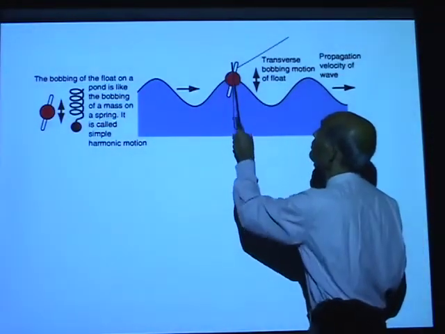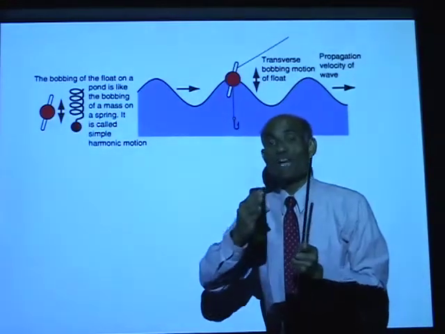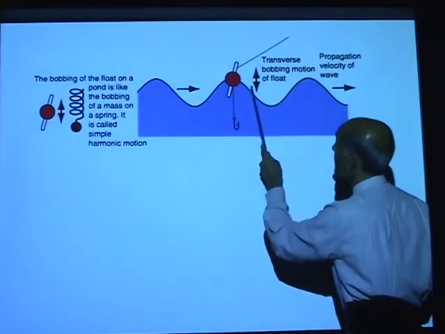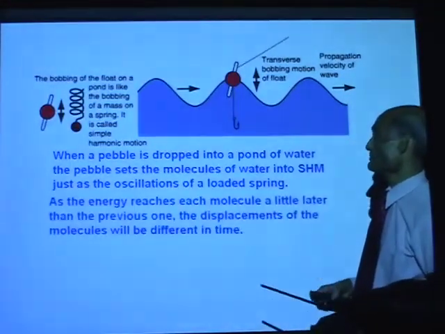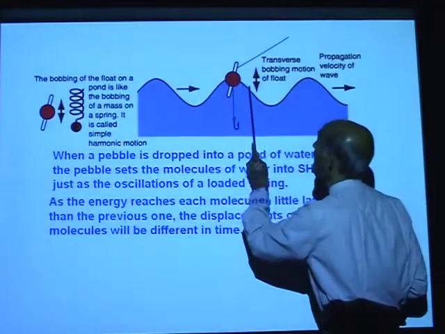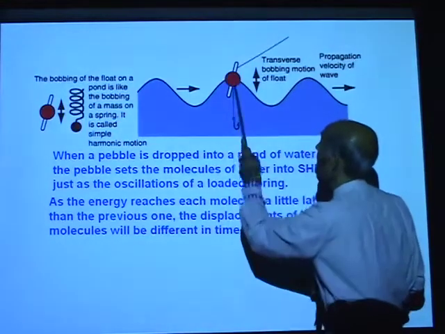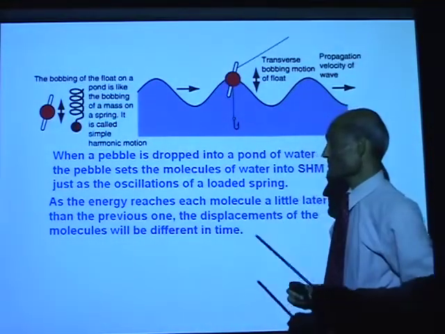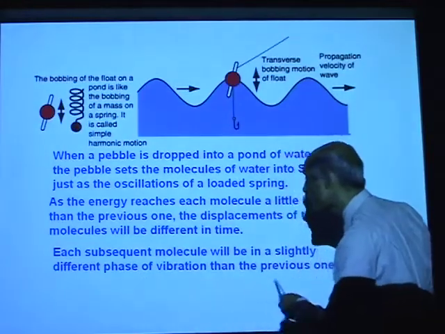What happens is the particles of water simply vibrate up and down, and the energy of vibration is handed over from particle to particle. A particle here and a particle here may not be vibrating together. Well, we will develop that concept as we go on. As the energy reaches each molecule a little later, if the molecule is here and the molecule is next to it, the energy reaches the molecule next to it a little later. That means the vibration of those two molecules may not be in step. Now, each subsequent molecule will be in a slightly different phase of vibration.